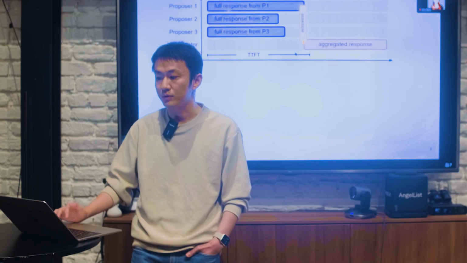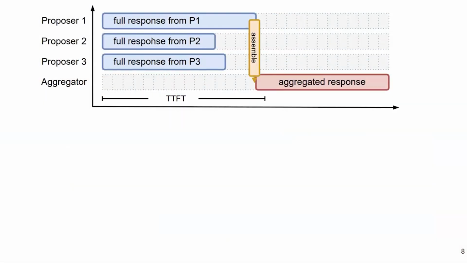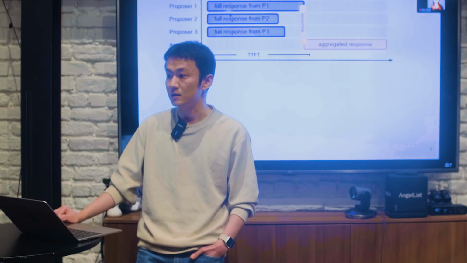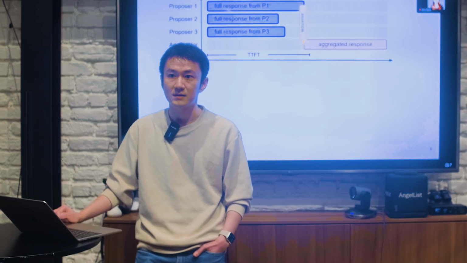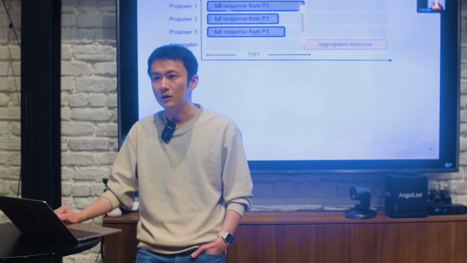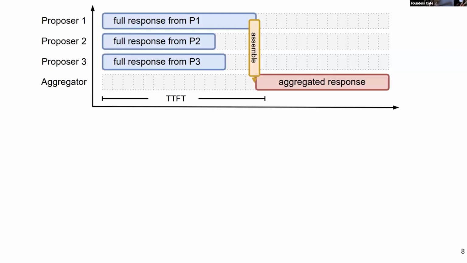Let's say we have proposals 1, 2, 3, which are worker agents in one layer, and then we have the aggregator. Traditionally, we have to wait until all worker agents finish before we can produce something meaningful. We wait until full responses are available, then we start to aggregate answers and feed them to the aggregator agent to generate something. But that's too slow, and we want to come up with something clever.